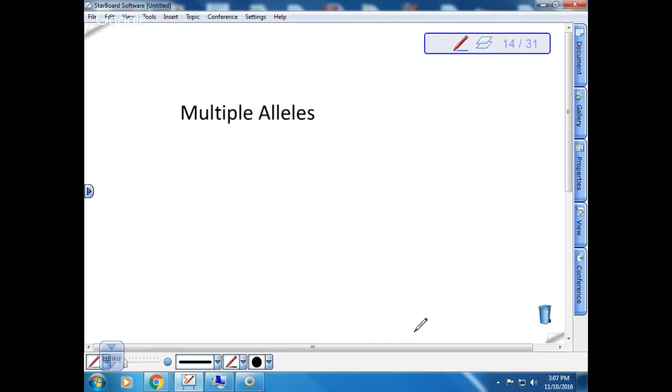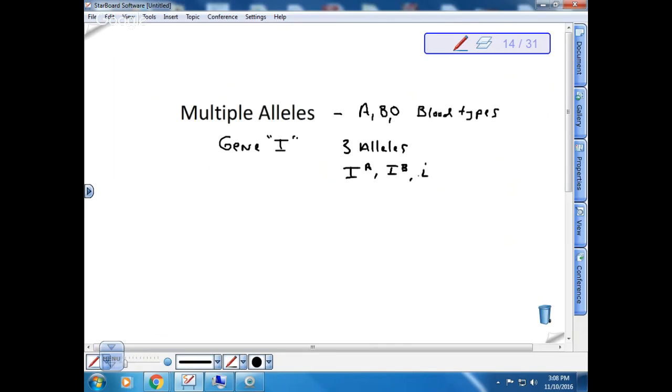Now I'm going to give you an example of multiple alleles. And so the best example of this is our ABO blood types. So the gene that codes for blood types is gene I. I'm not sure why they give it an I, but that's the gene, right? And we have 3 alleles. So we have I with a big A, I with a big B, and then we have little I, okay?